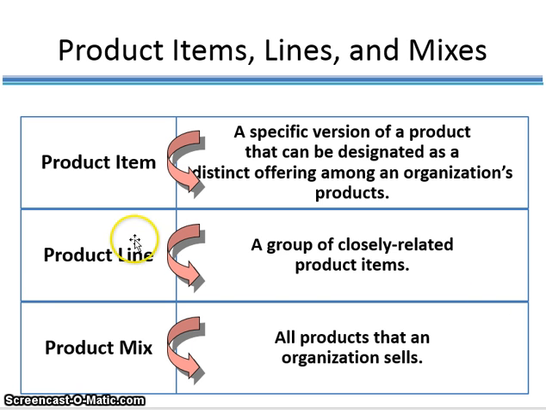A product line is a term that signals all closely related product items. So for example, with the Yoplait example that we've taken in class, all of the different flavors of yogurt that Yoplait markets make up the yogurt product line. The product item is a specific version of the product within the product line. So for example, the strawberry flavored yogurt is a product item in the yogurt product line for Yoplait.